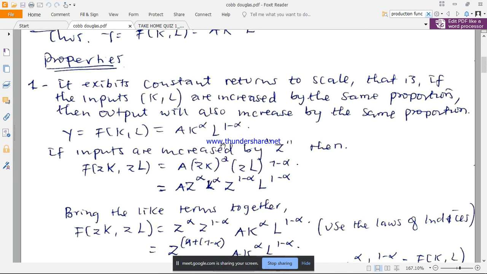Today, as I've already said, we are looking at the practical side, not the theoretical side, because today we are trying to prove these assumptions. The first assumption that we are going to prove is that the Cobb-Douglas production function exhibits constant returns to scale. We have to prove this mathematically today.